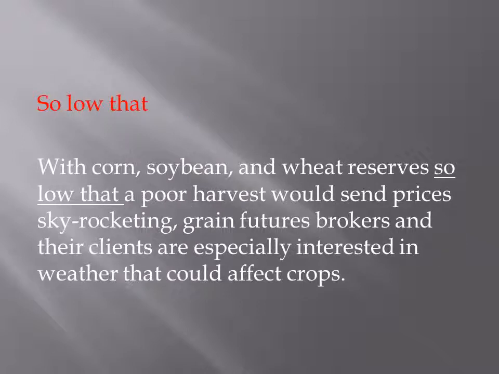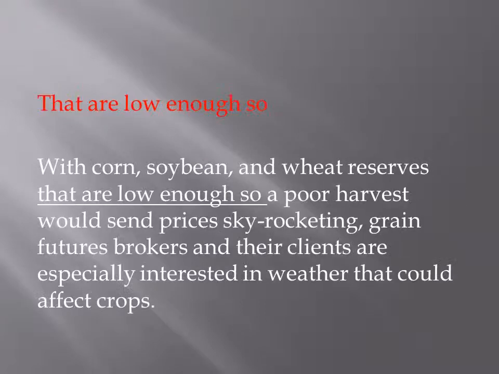The next answer choice is answer choice C, so low that. With corn, soybean, and wheat reserves so low that a poor harvest would send prices skyrocketing, grain futures brokers, and then the rest of the sentence. So this one to me is pretty clear, pretty standard written English. It's very direct. This one, I think, is probably going to be the easiest way to say this phrase, but I do need to keep looking at the rest of the answer choices just to be sure.